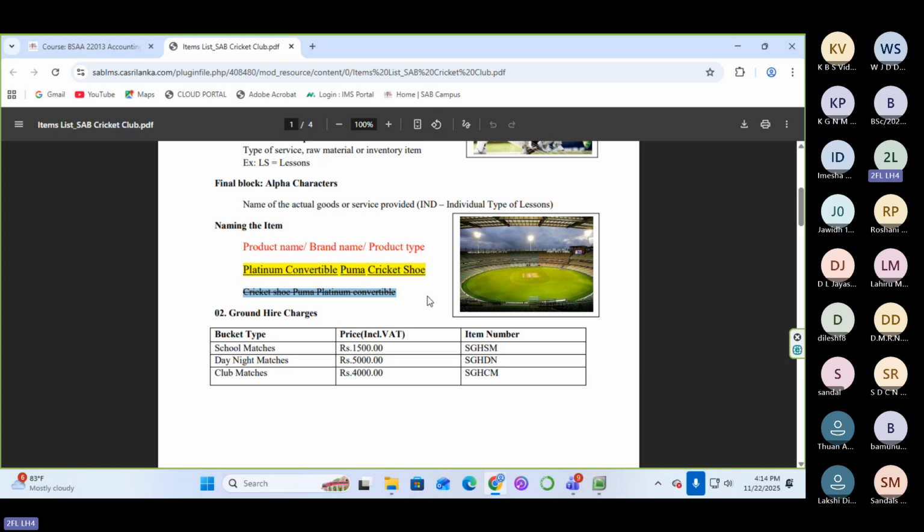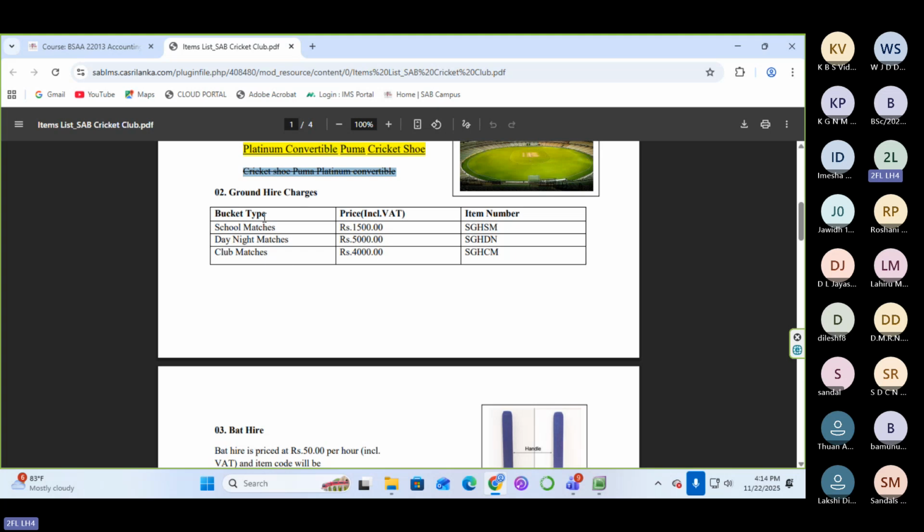Understood? Right. Now, having that understanding, there are some other service items: school matches, day and night matches, and club matches. Shall we create them quickly? Okay. I'm going to create the school matches. Okay. Service. Ground hire. Look at the item code.